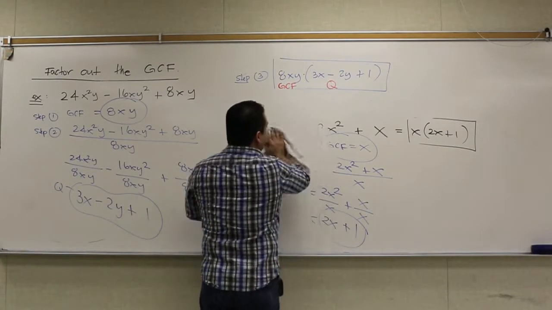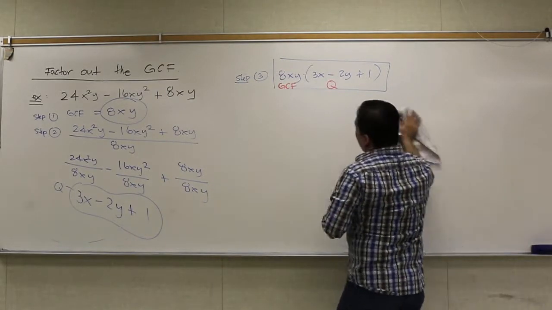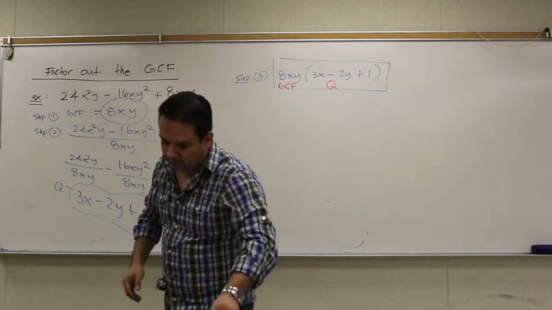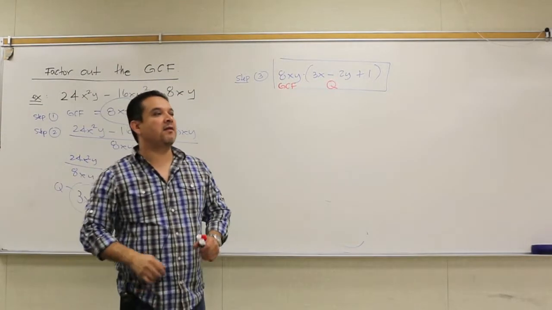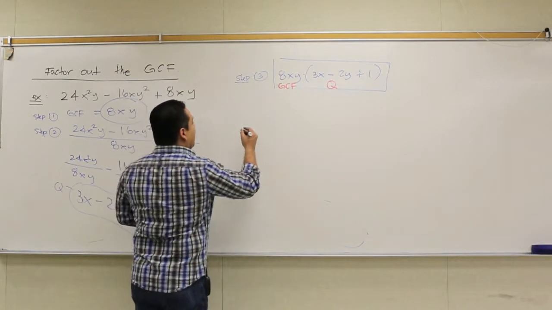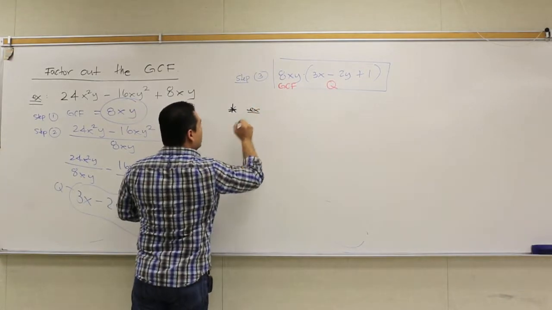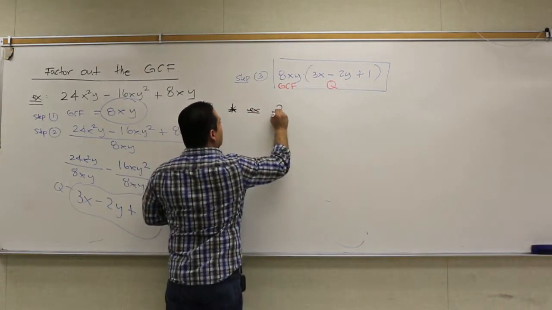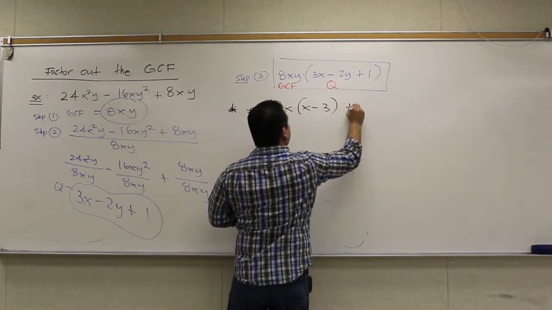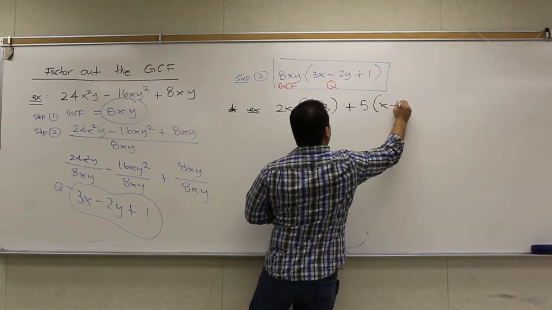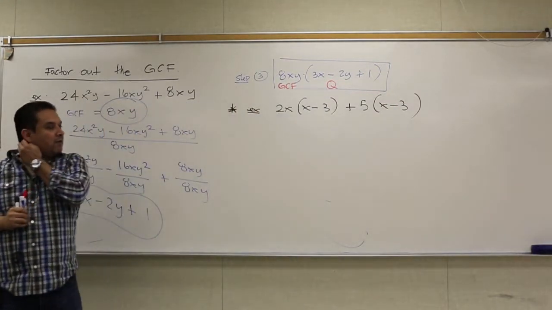So let's go through one more. Let's see if you guys are really awake. How about this? I'm gonna put a star here for a very good reason. So you have 2x(x minus 3) plus 5(x minus 3). This is a little different.